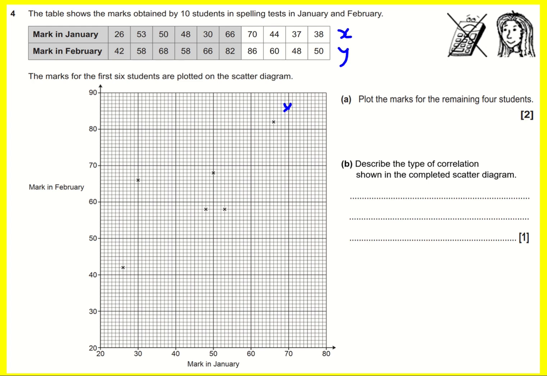and then along 44 and up to 60, 37 and 48, 38 and 50.